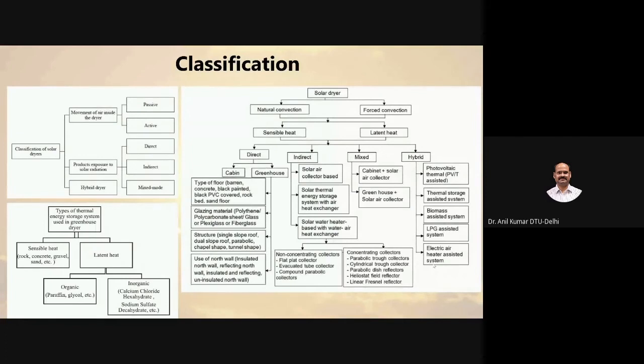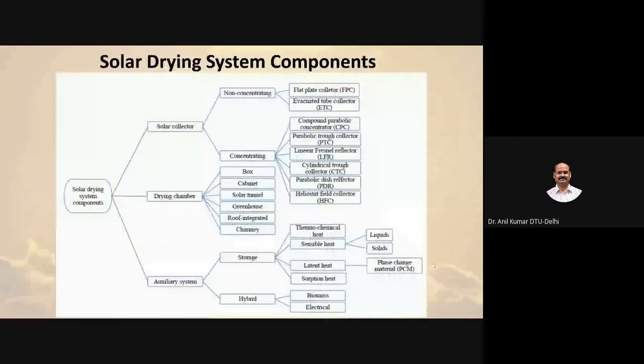So there are different components in solar drying systems: the collector, drying chamber, and auxiliary system. The solar collector is for the indirect solar drying system, then the drying chamber. And the auxiliary system is for cloudy weather; we need some auxiliary system, whether electrical conventional based, LPG based, or storage. The drying chamber can be box type, cabinet, tunnel, greenhouse, roof integrated, or chimney.